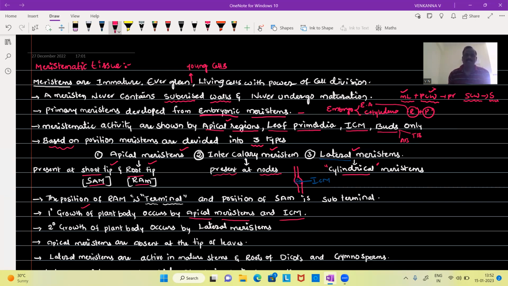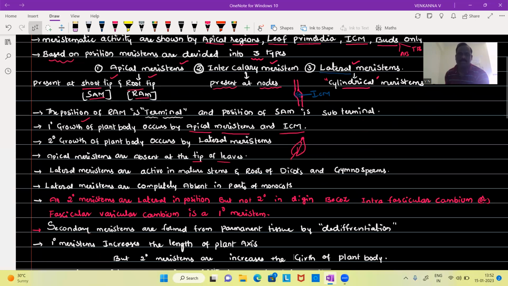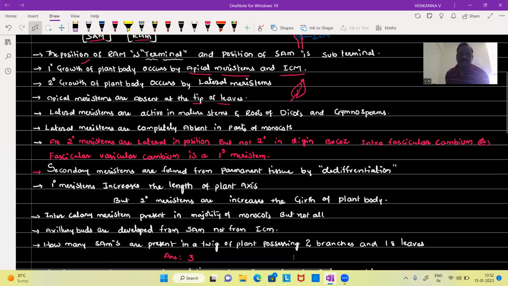Apical meristems are absent at the tips of leaves. That means if we see any one leaf like this, here this is the tip of the leaf. Here there is no meristematic tissue. So meristematic tissues are absent at the tip of leaves.